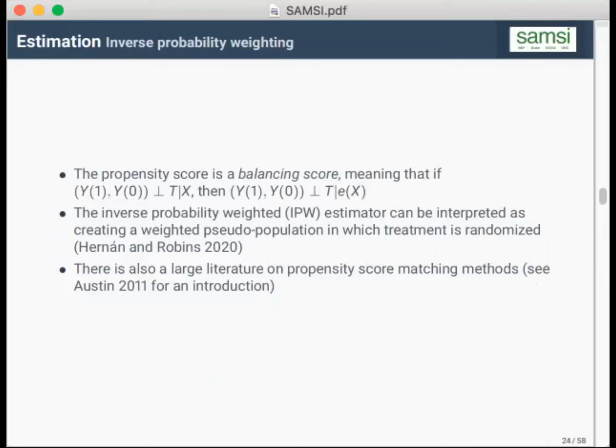The inverse probability weighted estimator can be interpreted as creating a weighted pseudopopulation in which treatment is effectively randomized. And there's a great explanation of this in the free online book by Miguel Hernan and Jamie Robbins. And there's also a large literature on methods that match or stratify by propensity scores instead of weighting by propensity scores.